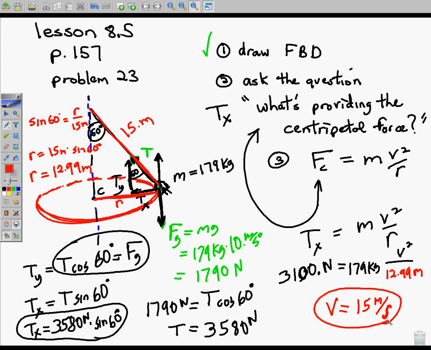Okay, so the bottom line in this problem, there's two forces acting on the person here, the tension and the weight. If you break that tension up into parts, the upward part of the tension is equal to the weight, and the horizontal part of the tension is providing the centripetal force. So that's the key to this problem. Tx is equal to Fc, and Ty is equal to Fg. Do you remember it now?